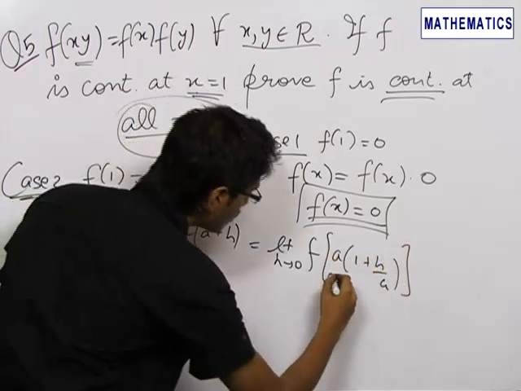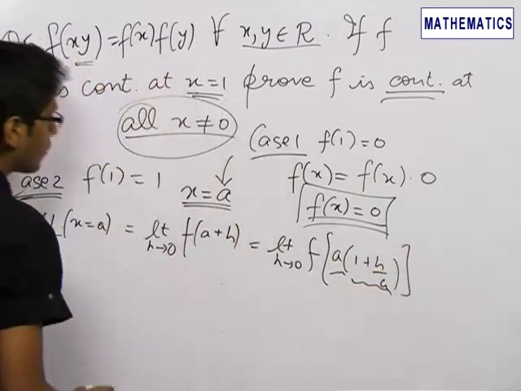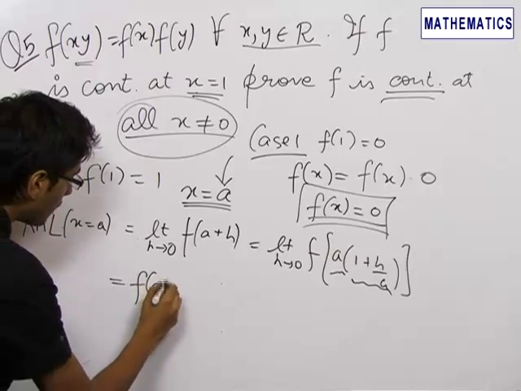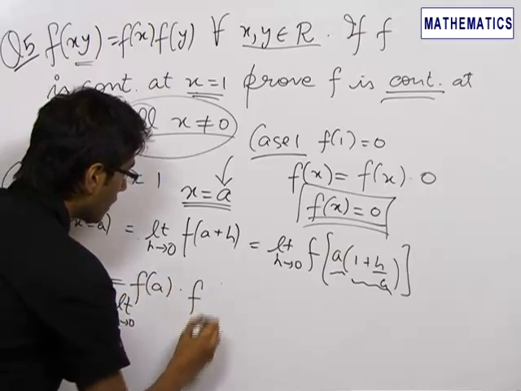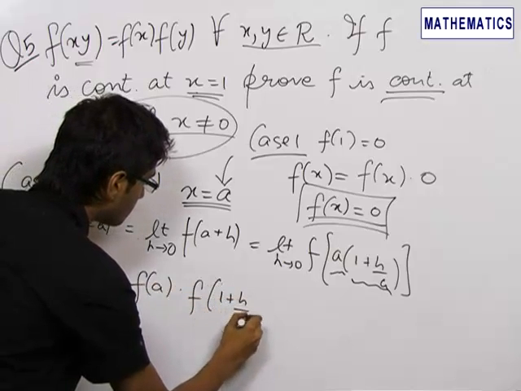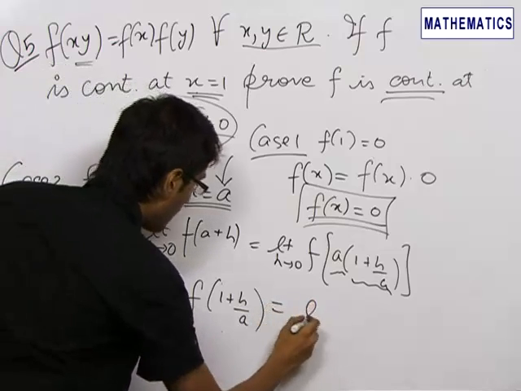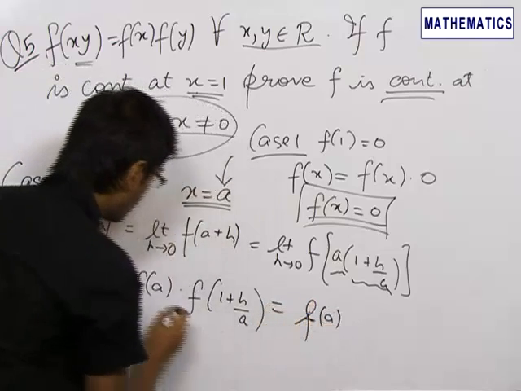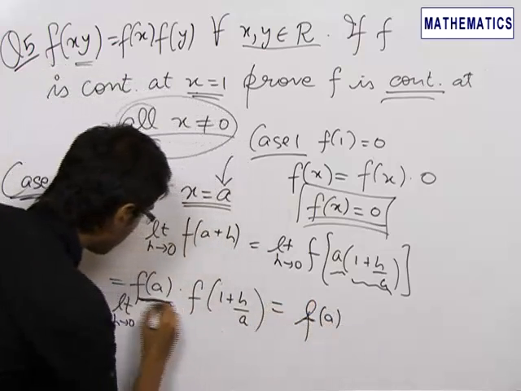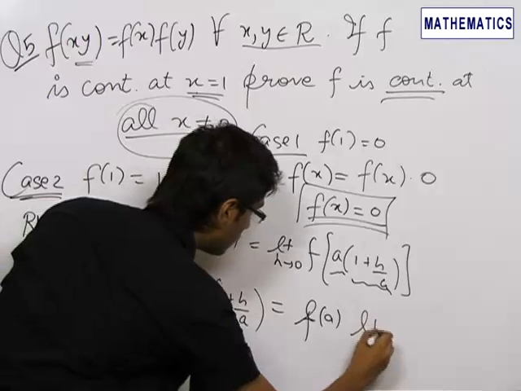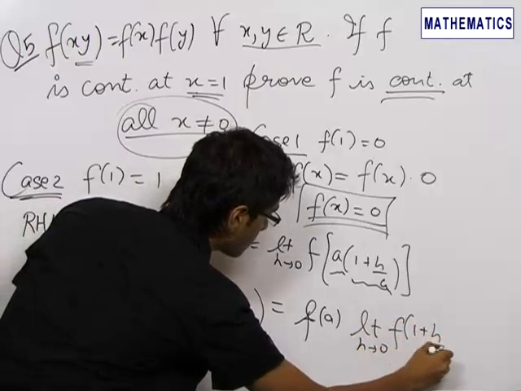Now this is of the form x into y, and we know that f of x into y is equal to f(x) into f(y). So this is equal to limit h tending to 0 f of a into f of 1 plus h upon a. So this is equal to f of a, taking this f of a common outside, since it does not contain any h, into limit of h tending to 0 f of 1 plus h upon a.